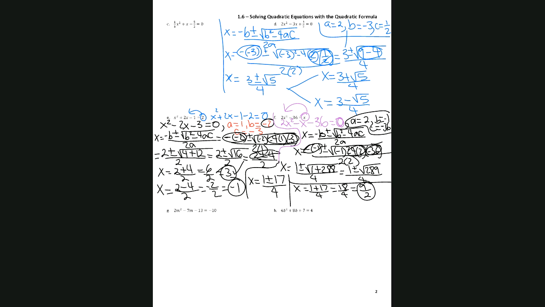The other one will come from here. 1 minus 17 over 4. And this will be negative 16 divided by 4, which will be equal to negative 4. And so that will be our second solution. Okay, now we have 2 more problems to go.